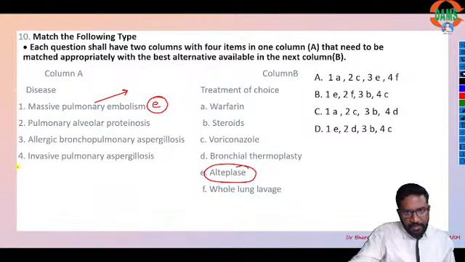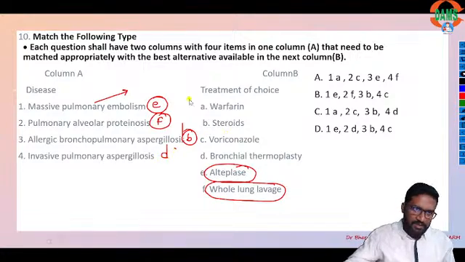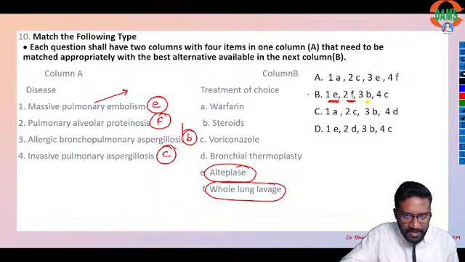Okay, pulmonary alveolar proteinosis, what is the main treatment? Whole lung lavage, F. Allergic bronchopulmonary aspergillosis, what is the main treatment? Steroids. Invasive pulmonary aspergillosis, what is the main treatment? It is voriconazole. Now tell me what is the answer. 1 is E, 2 is F, 3 is B, 4 is C.